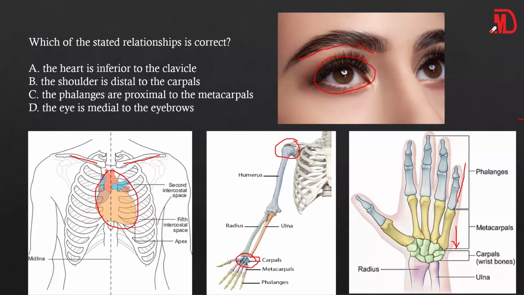All right. So again, your answer is A. The correct relationship is that the heart is inferior to the clavicle, or the clavicle is superior to the heart.